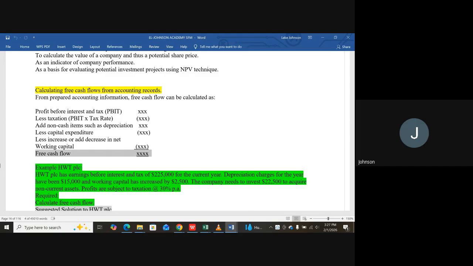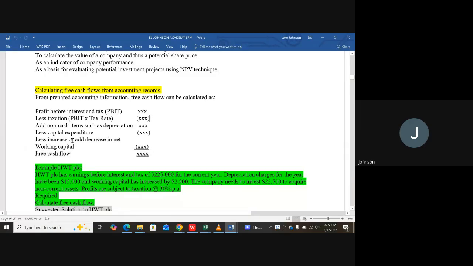So let's check it well. We have our profit before interest and tax. We less our taxation. So how do we get that? We say our profit before interest and tax multiplied by the tax rate. We are going to get the tax to less. Then the next thing is that we now add back non-cash items such as depreciation, because they don't involve movement of money. So we are adding them back.